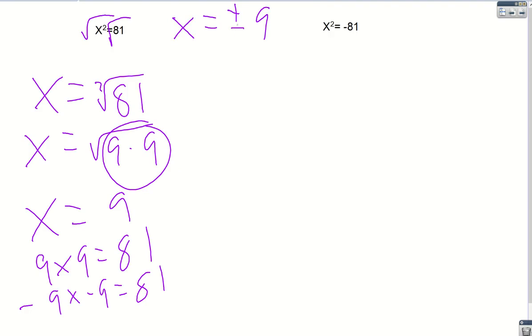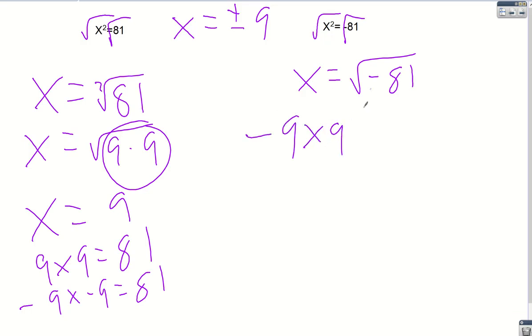So now let's look at x squared is equal to negative 81. Same thing, I'm going to square root both sides. But here's the issue. Now I have the square root of negative 81, which is saying what two numbers multiply together to get to negative 81? It would be negative 9 and 9. But these aren't the same. One's negative and one's positive. So this isn't possible. So right now, we're going to write no solution.